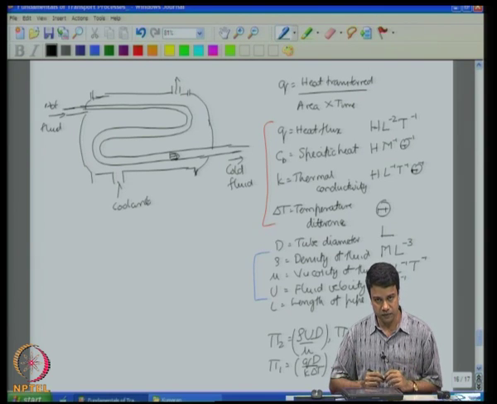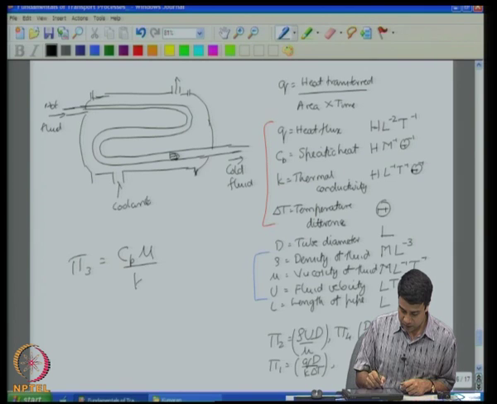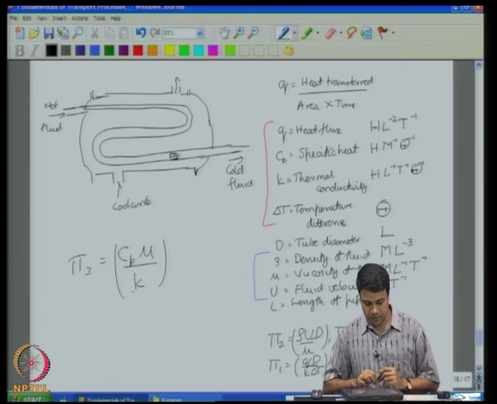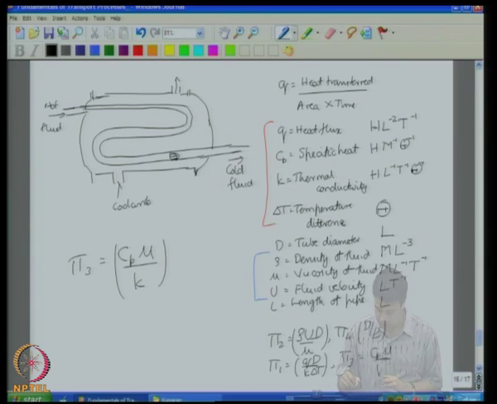In this case, I can choose the viscosity without loss of generality as a mechanical quantity, and then I will get the 3rd dimensionless group as Cp times mu by K. Just by dimensional analysis, you can check that this is correct. So, pi 3 is equal to Cp mu by K. So, now for this problem I have got 4 dimensionless groups, and I can write the average heat flux simply as a relationship between these 4 dimensionless groups.